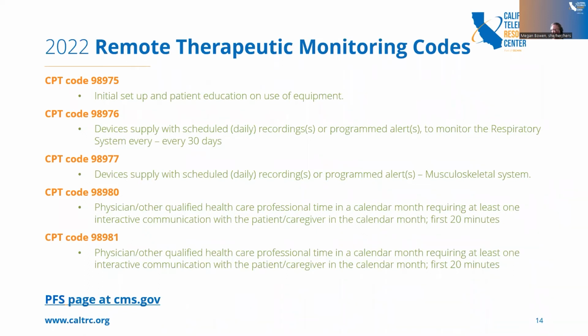and then 98980, that is the therapeutic monitoring for providers within a calendar month. So that allows for the communication. It's the first 20 minutes of the code. The 98981 is an additional 20 minutes that we saw previously. And so yeah, there's a lot of information out there about remote therapeutic monitoring.